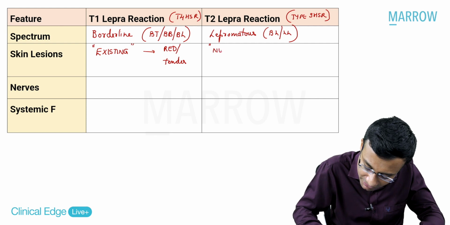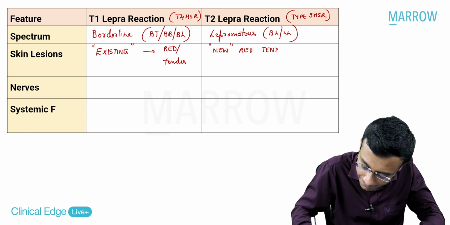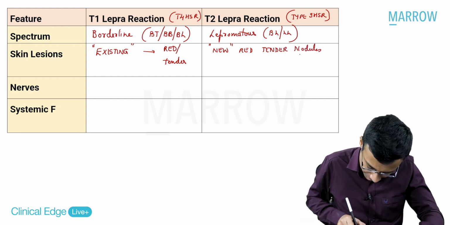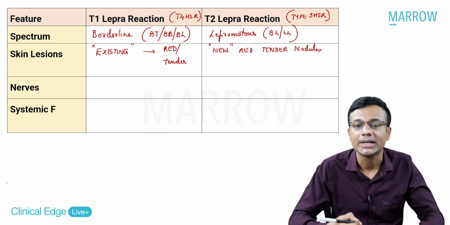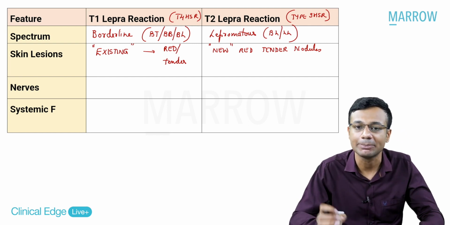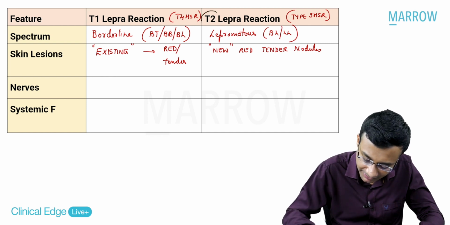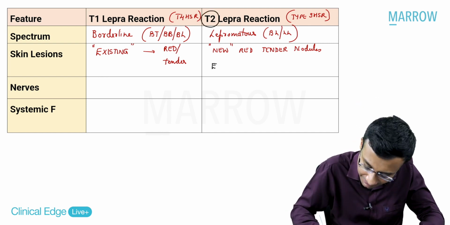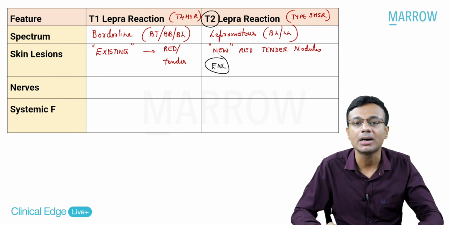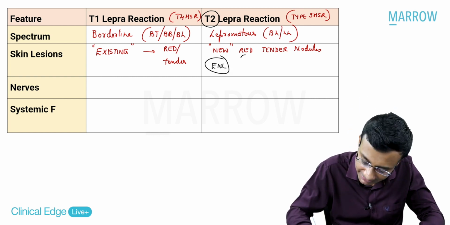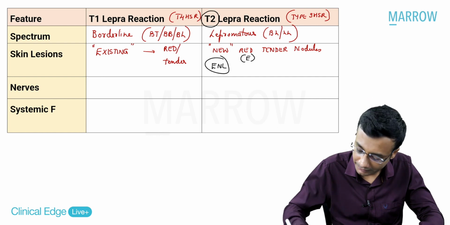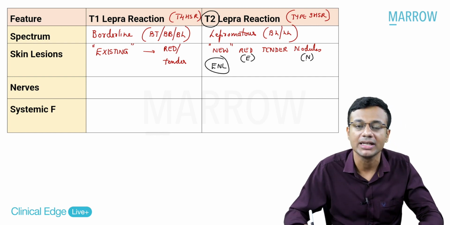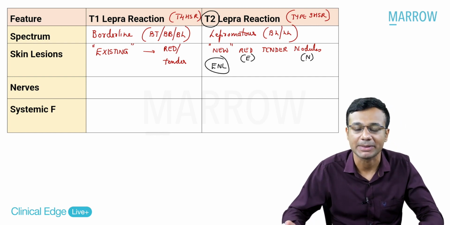If there is emergence of new, red, tender nodules, my diagnosis is going to be type 2 lepra reaction. Please remember, the other name for type 2 lepra reaction is ENL. ENL stands for erythema nodosum leprosum. Erythema because it is red in color. Nodosum because you get nodular lesions. Leprosum in the lepromatous spectrum. That's why this condition is called erythema nodosum leprosum.